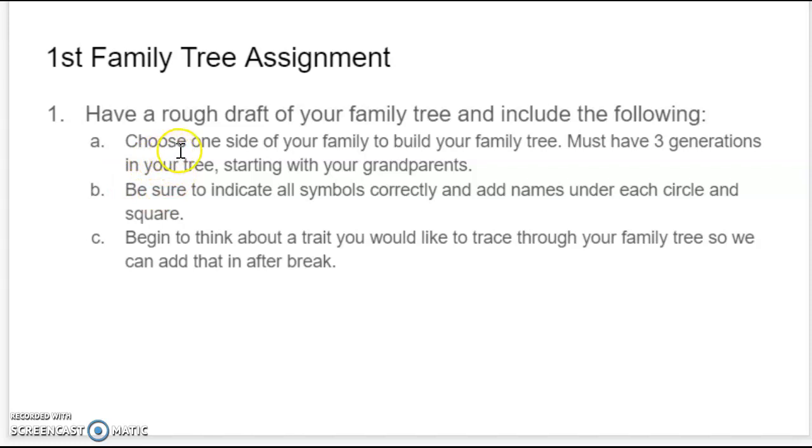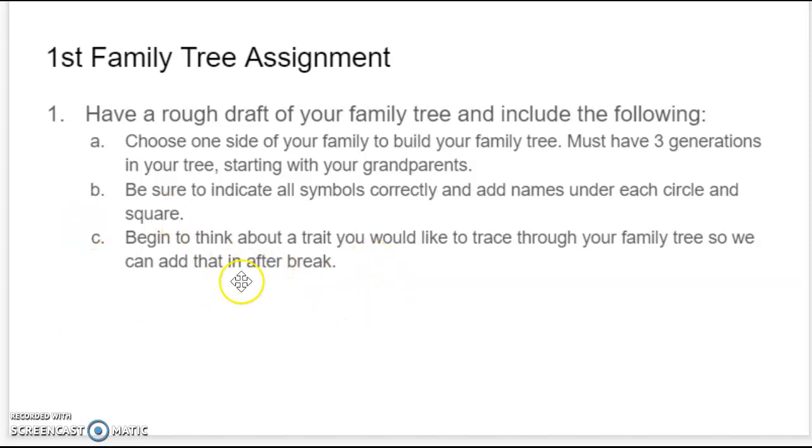I am going to offer some extra credit if your family tree is larger and you're putting in a lot more work. And if you choose to do both sides of your family, there will be some extra credit also, and I'll talk more about that after break. Make sure that your symbols, male or sperm producer and female or egg producer, have their names underneath. And then remember the diamond is gender unidentified.